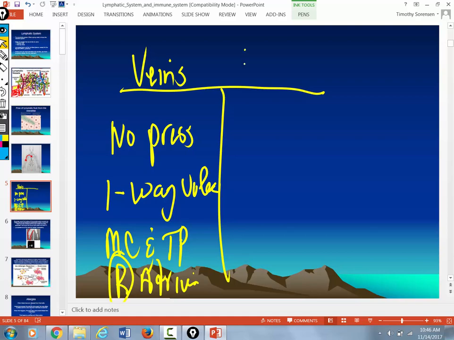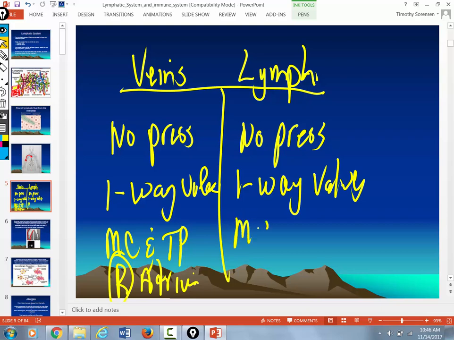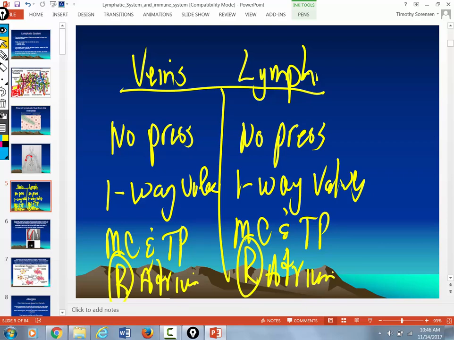Right? So lymph vessels: no pressure. One-way valves. Actually, they have more one-way valves than veins. How does lymph fluid get back to your heart? Muscle contraction and thoracic pump. And where does all lymph fluid get dumped into? Right atrium. Tell me you got that.